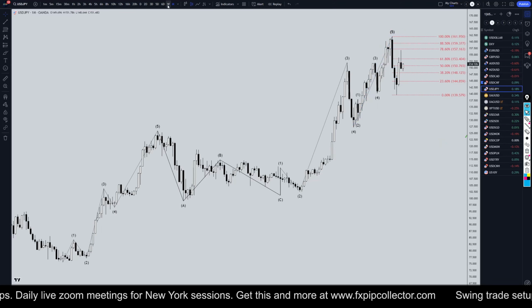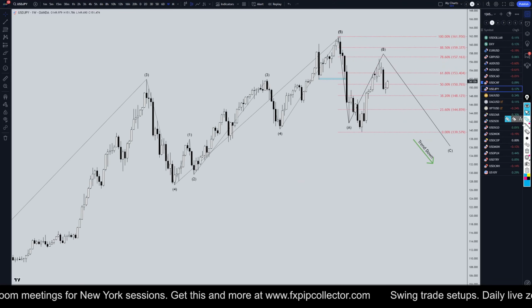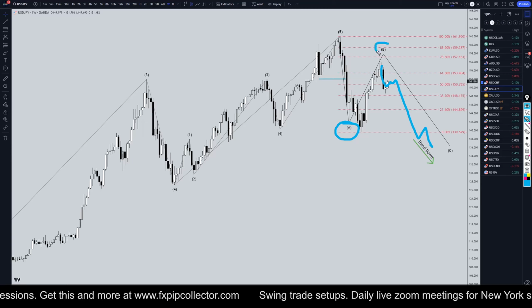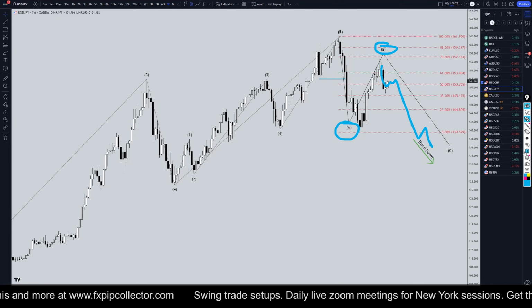So heading down to the weekly, I have it labeled as an ABC, but it definitely could turn into a 1, 2, 3. It looks to me like this is an A. It looks like a B. It looks like it could be already in a wave C.